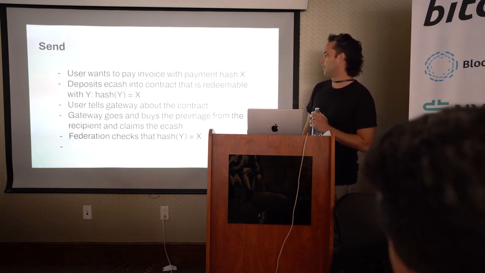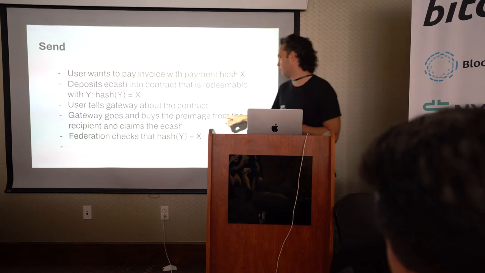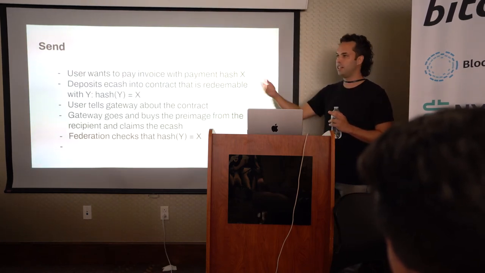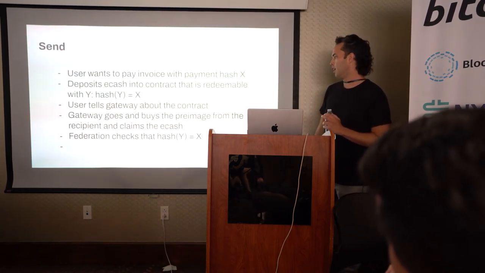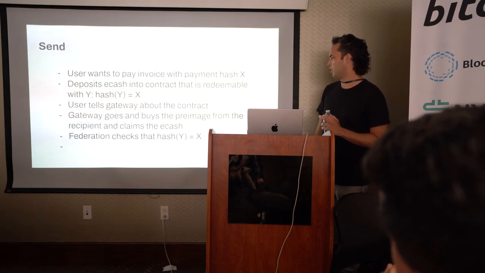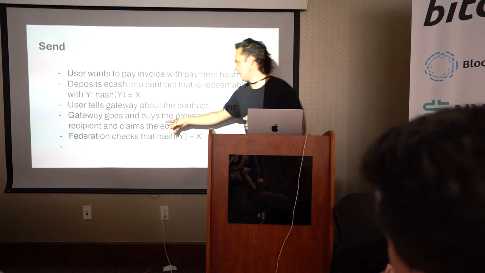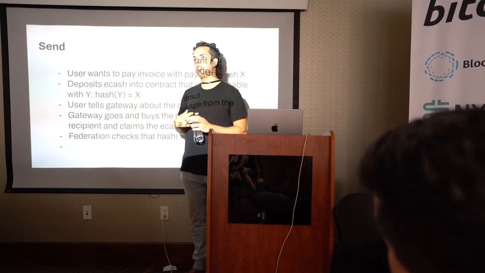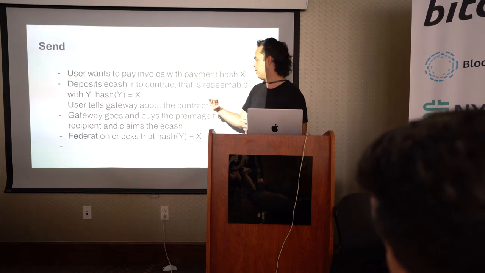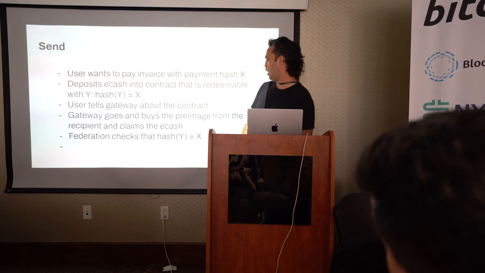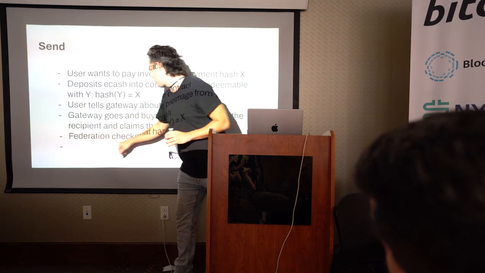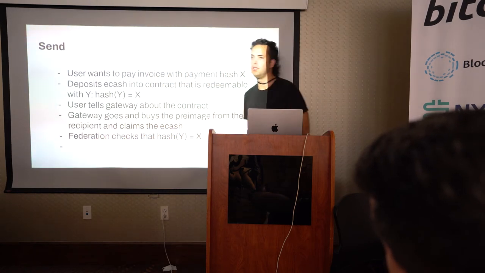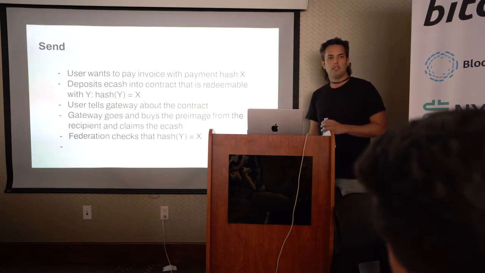So the Gateway goes and buys the pre-image with Lightning Bitcoin, right? And once they have that, they can always redeem it for on-chain Bitcoin. And so at that point, they go and tell the Federation, okay, we got the pre-image, right? Give me the eCash tokens. And then the consensus round runs, and the Federation basically enforces an escrow contract by checking if the pre-image is valid. Does that kind of make sense?